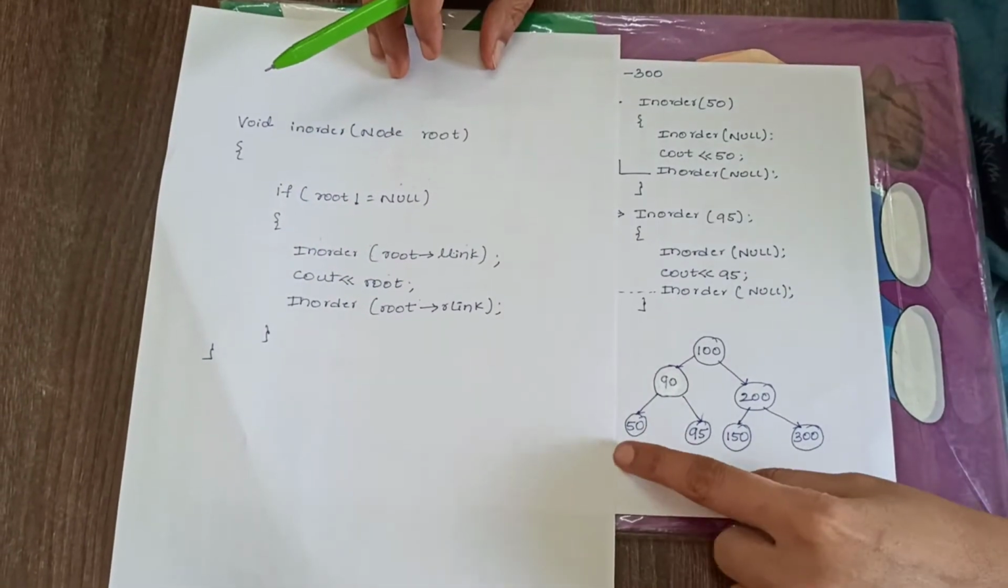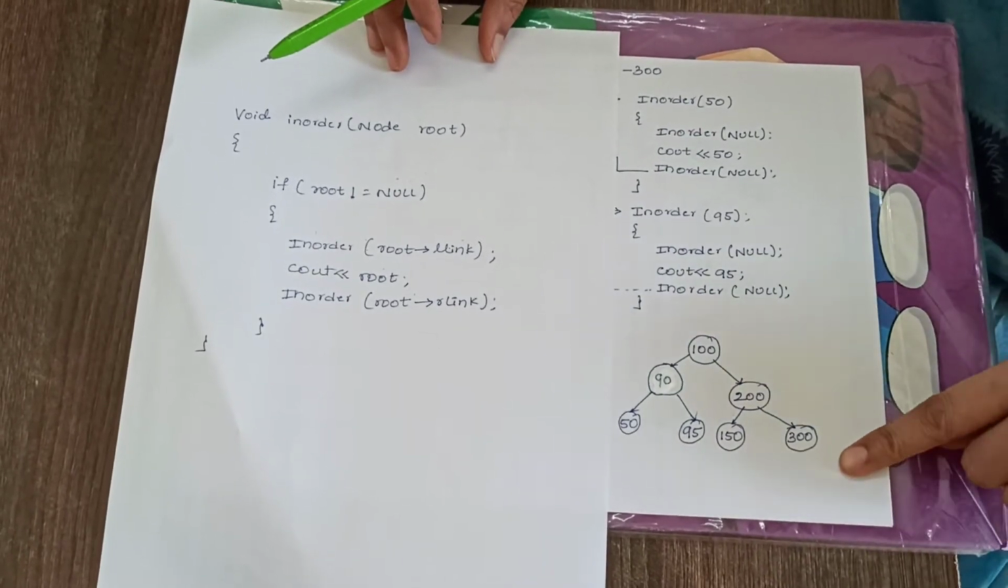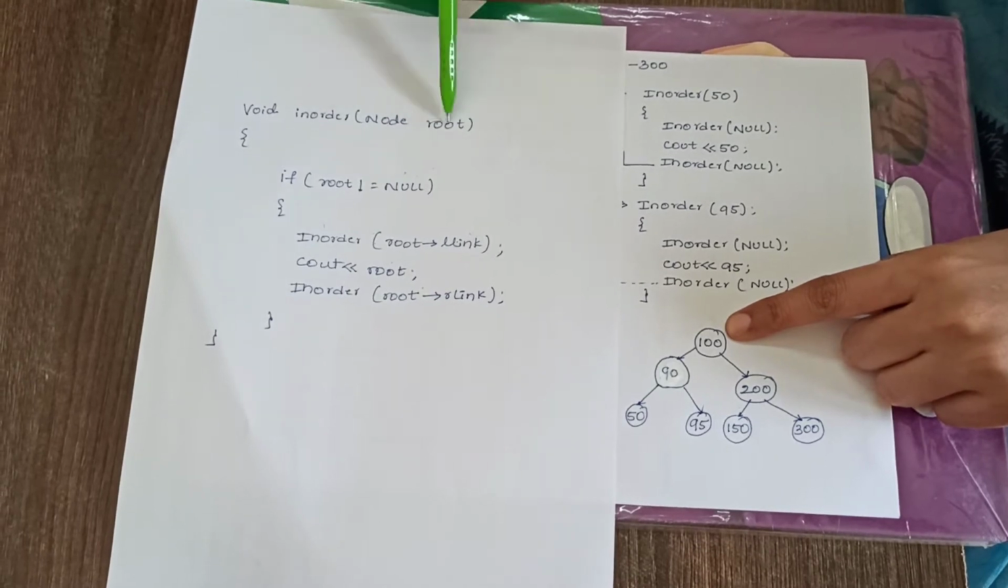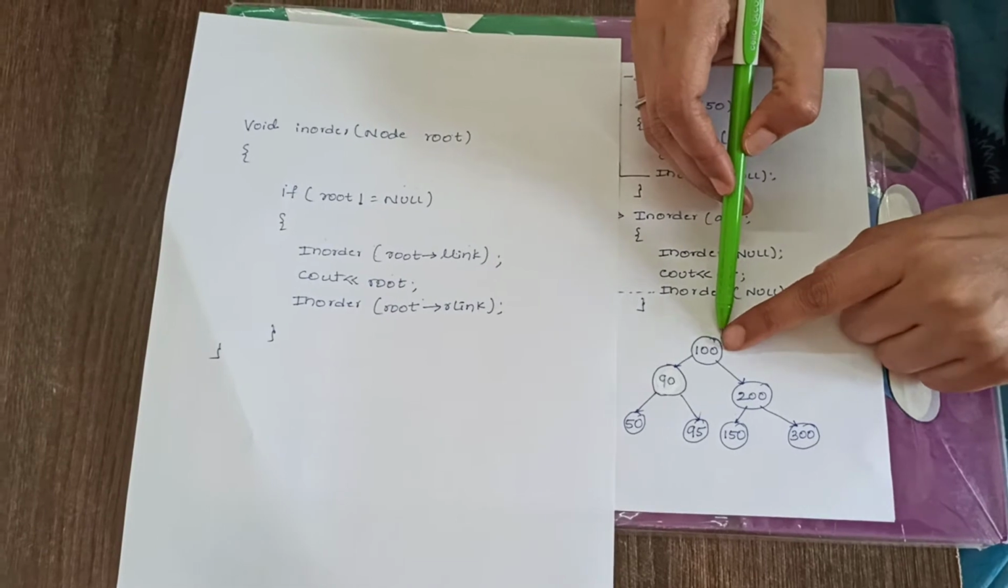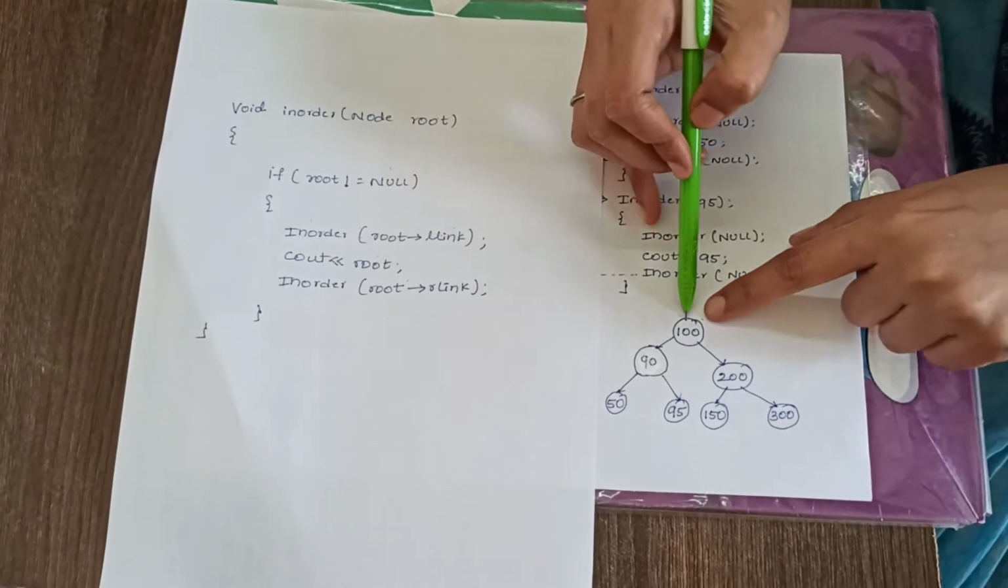And now this is the tree where we can see how the Inorder function will process. When I say root node, what should we pass to the Inorder function? The root node. This is the root node, and this is the left subtree for the root node, and this is the right subtree for the root node.